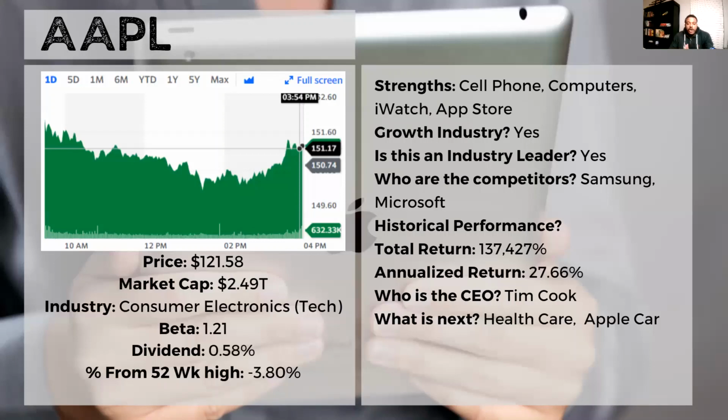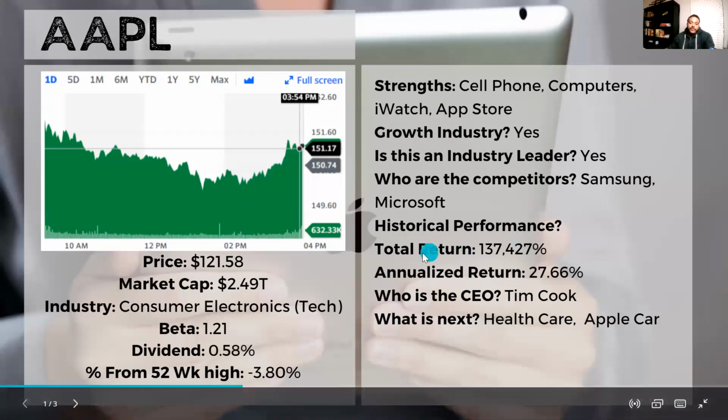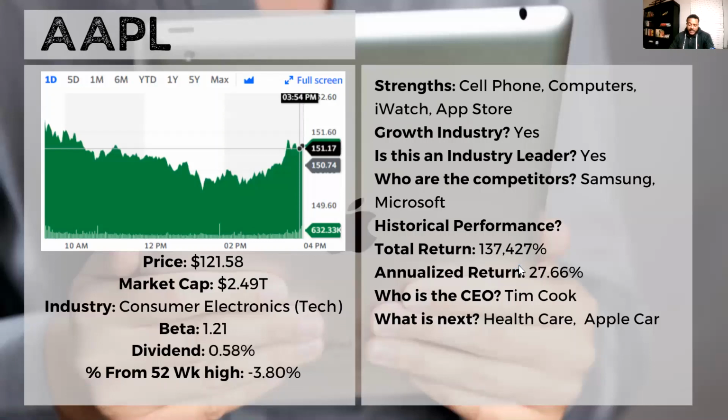You can look at a chart, you can look at past performance. If we look at Apple, 137,000% return since it went public. However, past performance does not dictate future returns. I'll say that again. Past performance does not indicate future returns.